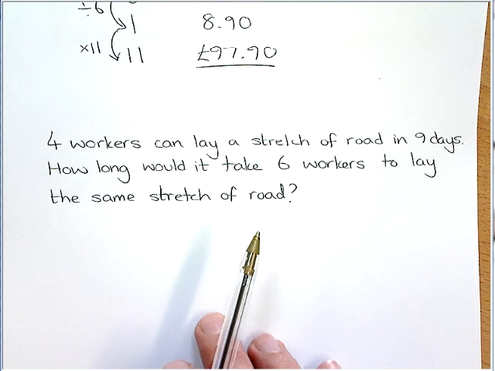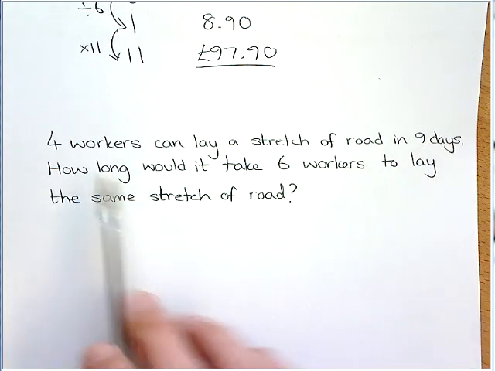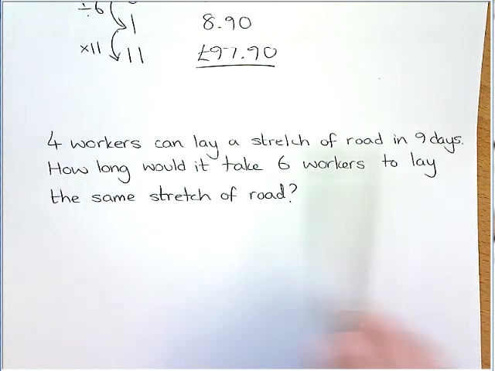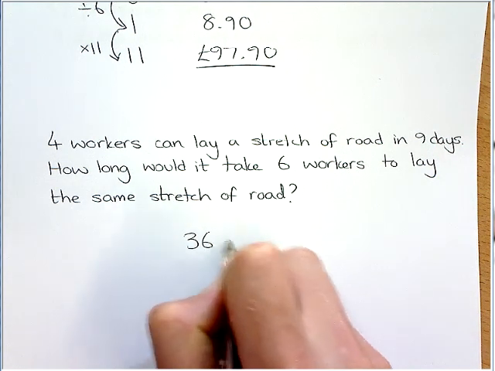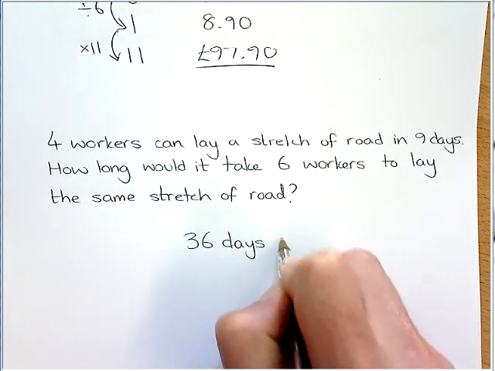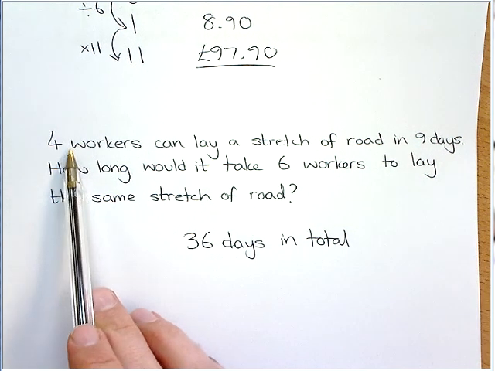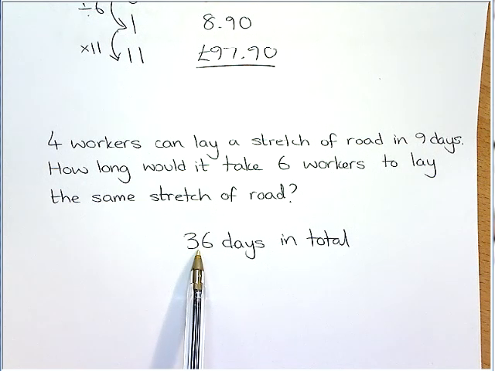Now, when I mark this type of question, I often get a number longer than 9 days. Because what you've got to think about is there's 4 people working solidly. It takes them 9 days. So if you think about the total amount of days it would take, that is 36 days in total. The fact that there's 4 people working at the same time, it's basically quartering this.